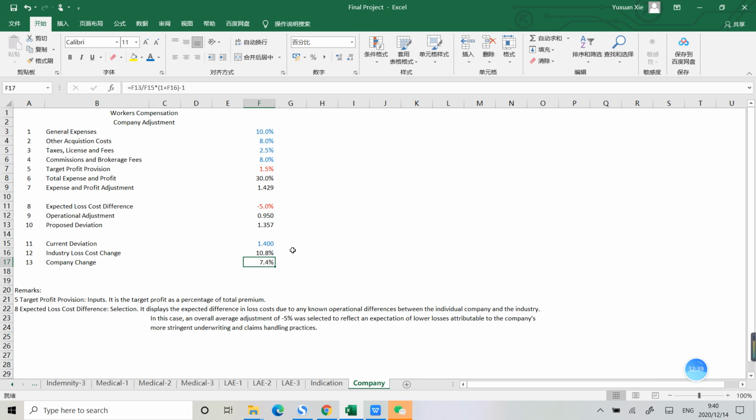This assumes that the company's distribution of risks is similar to the industry distribution, and that the industrial loss cost change applies uniformly to all risks. If that is not the case, the actual impact for the company may be different from the industrial loss cost change. Okay, this is my project.